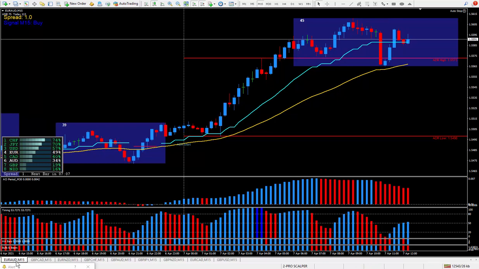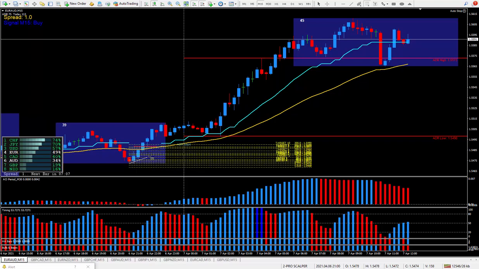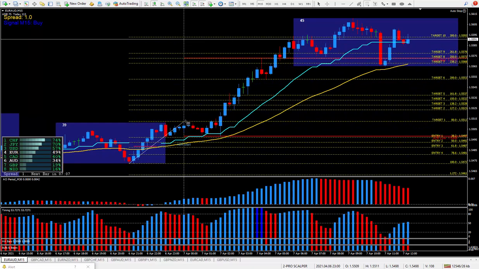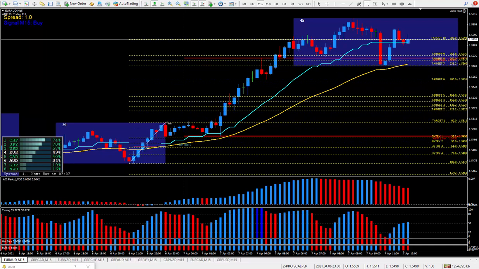So I'm going to start with this EURUSD. You basically just go swing pivot low to swing pivot high. Can be here or here, it's not a big deal. Wherever you go.